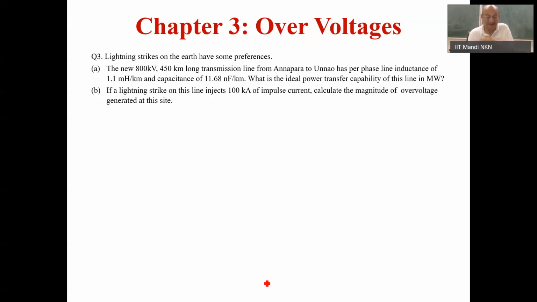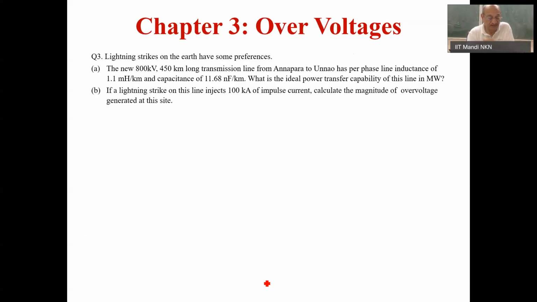The ideal power transfer capability of any transmission line, as you might have learned in power systems, is the surge impedance loading. That means the load on the transmission line is equal to the surge impedance of the transmission line. So what do you have to do in this case? You have to find out the surge impedance of the transmission line. That is root L by C, where L and C are given per unit length, which is provided to you.